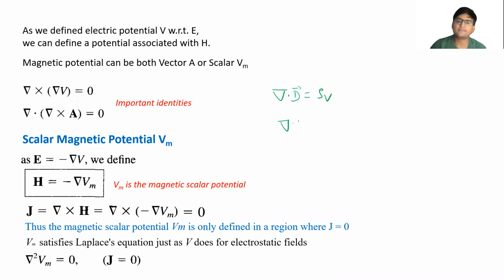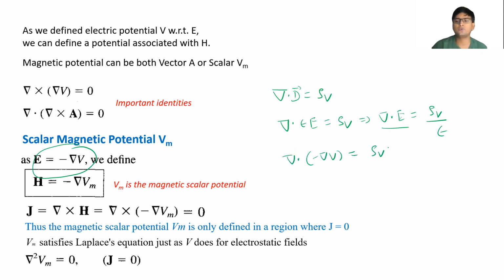So you can also write it as del dot epsilon E is equal to rho V, which means del dot E is equal to rho V upon epsilon. Now E, as you already know, you can write it as minus del V. So let me place it here. Del dot minus del V is equal to rho V upon epsilon. If you take this minus sign out, it will become del dot del V is equal to minus rho V upon epsilon.